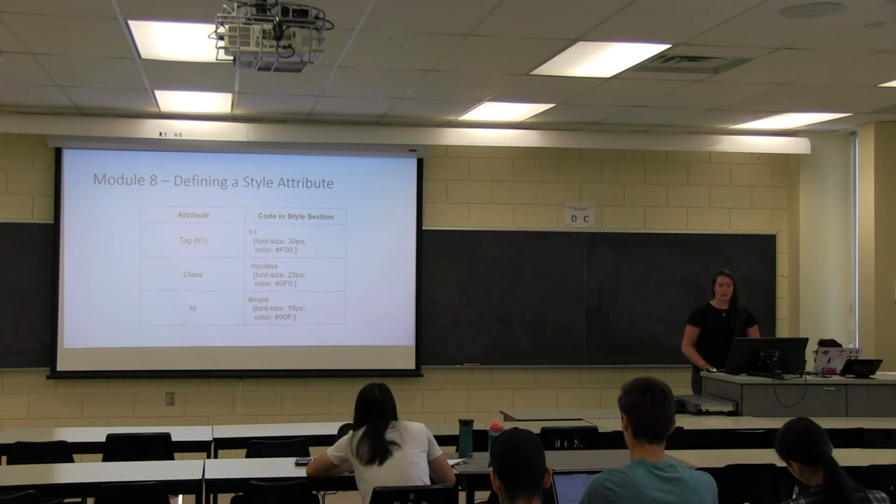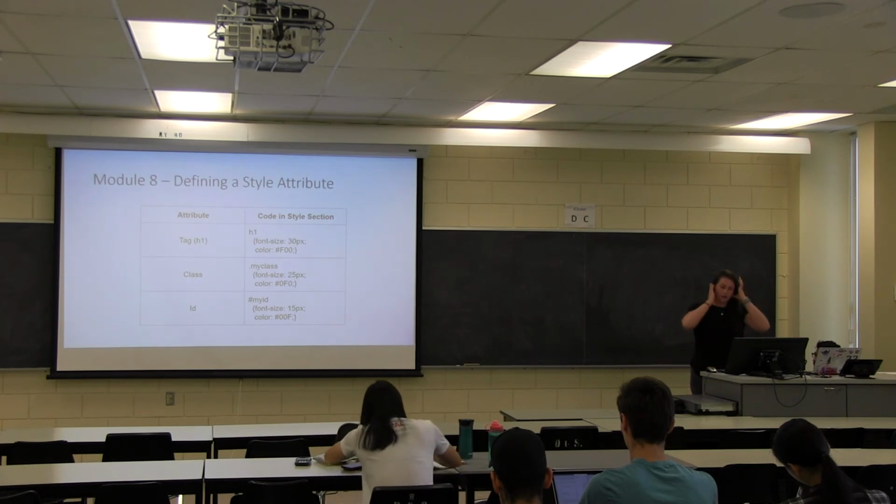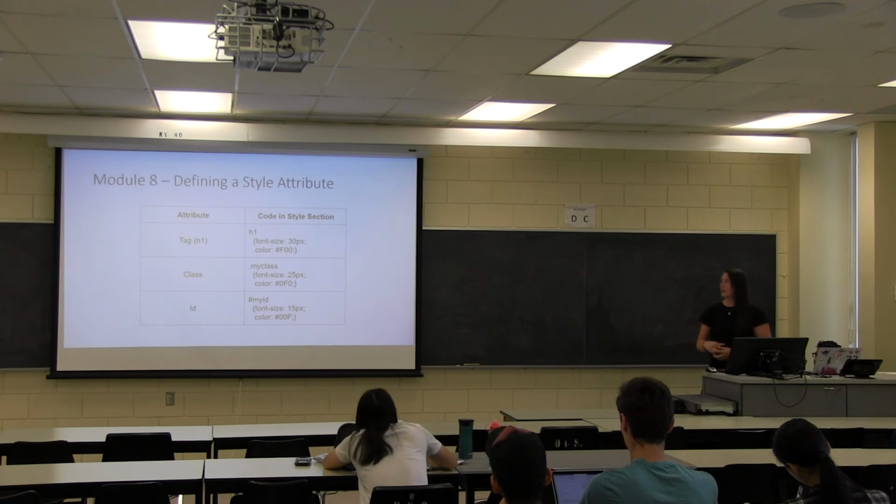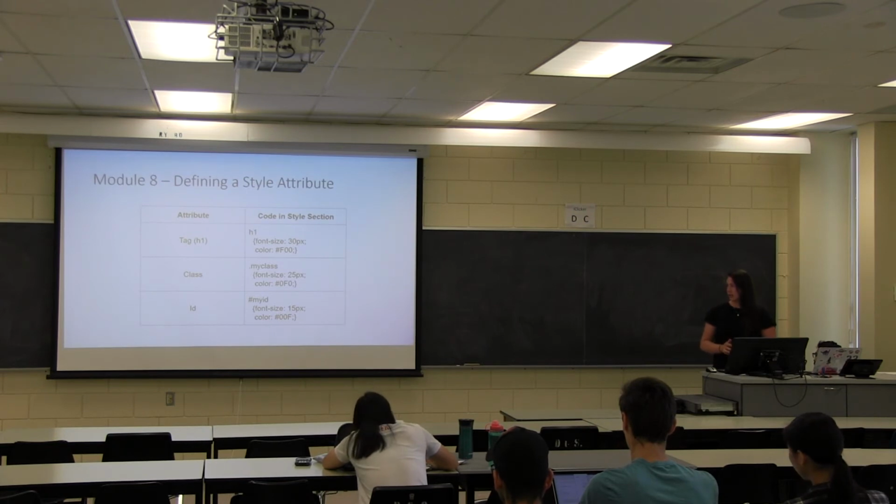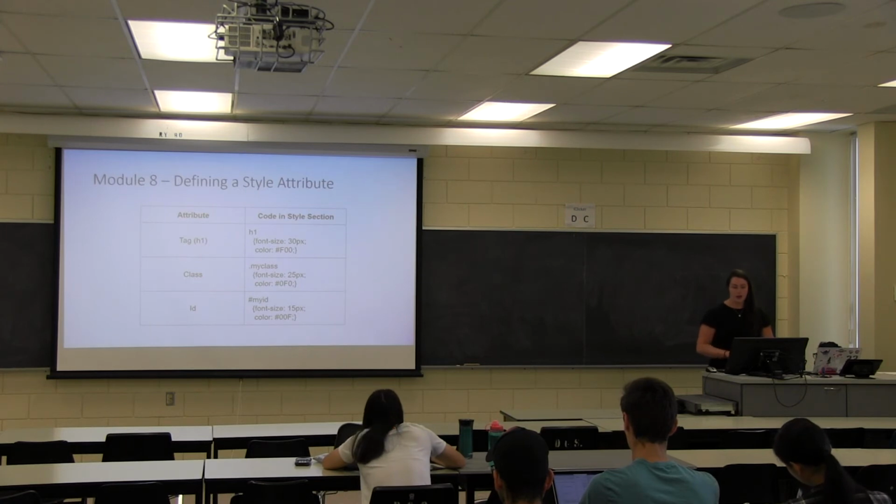So there are three main ways to define a style attribute, and that is using tags directly. You can also use classes, and you can use IDs. So you can see here the tag used is the H1 or header 1 tag, and the font size and colors have been adjusted. You can also use classes, in which you would add a period before the class name, and IDs, where you would use the pound or the hashtag before the ID name.